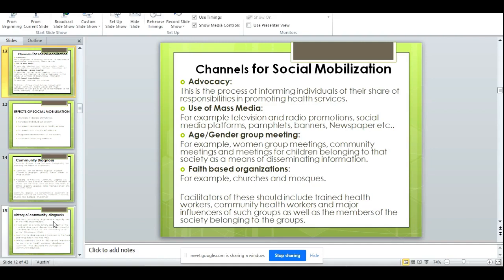And finally, another channel is faith-based organizations, for example churches and mosques. Churches and mosques have large gatherings, so you can easily go there and tell them about your initiative, and you can easily mobilize the community members through that channel. Facilitators of this should include trained health workers, community health workers, and major influencers of such groups, as well as the members of the society belonging to the groups.